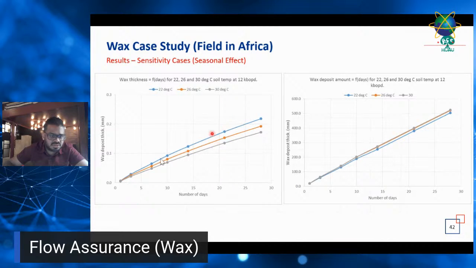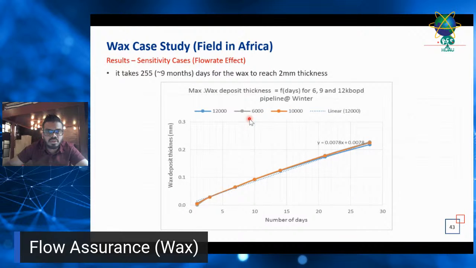Then we did some sensitivity cases in terms of the seasonal effect, which is at different ambient conditions. Of course, at a colder environment, your deposition rate is higher. To reach 2 mm, it takes about 9 months. So we cannot use this criterion to determine the pigging frequency. This criterion is no longer applicable for this field.